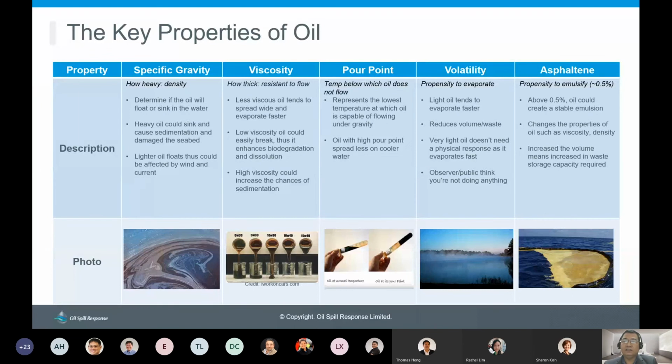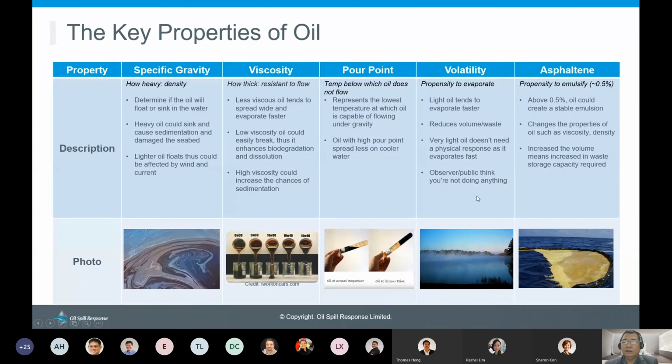the advantage of it is it reduces the volume, and it also reduces the waste to be recovered, to be contained, I mean. And very light oil doesn't need a physical response as it evaporates fast. I mean, not all very light oil can just easily evaporate, but normally most will evaporate very fast. For example, petrol and condensate evaporate very fast, and we don't really need to have a physical response to this type of oil.